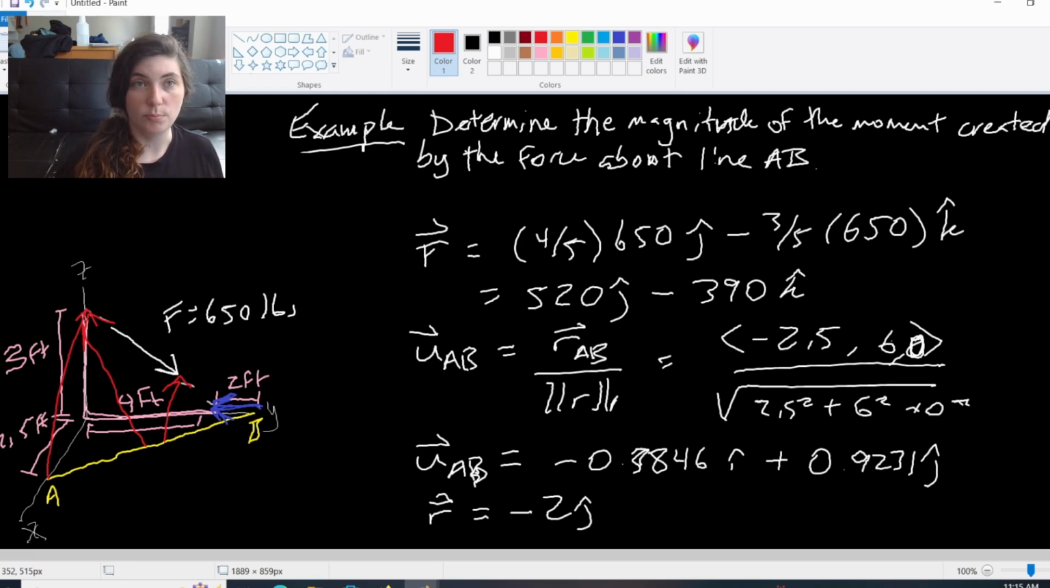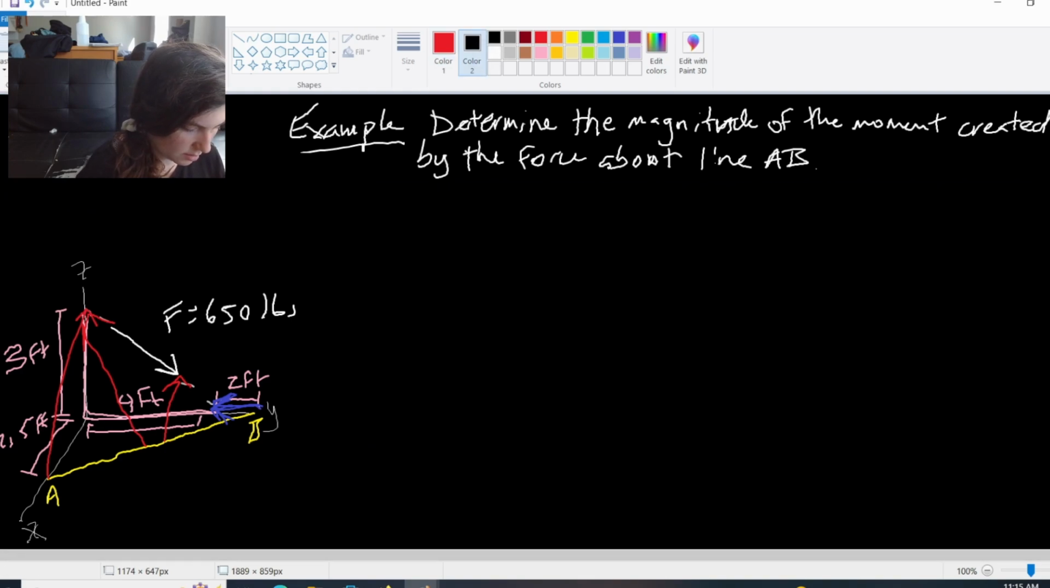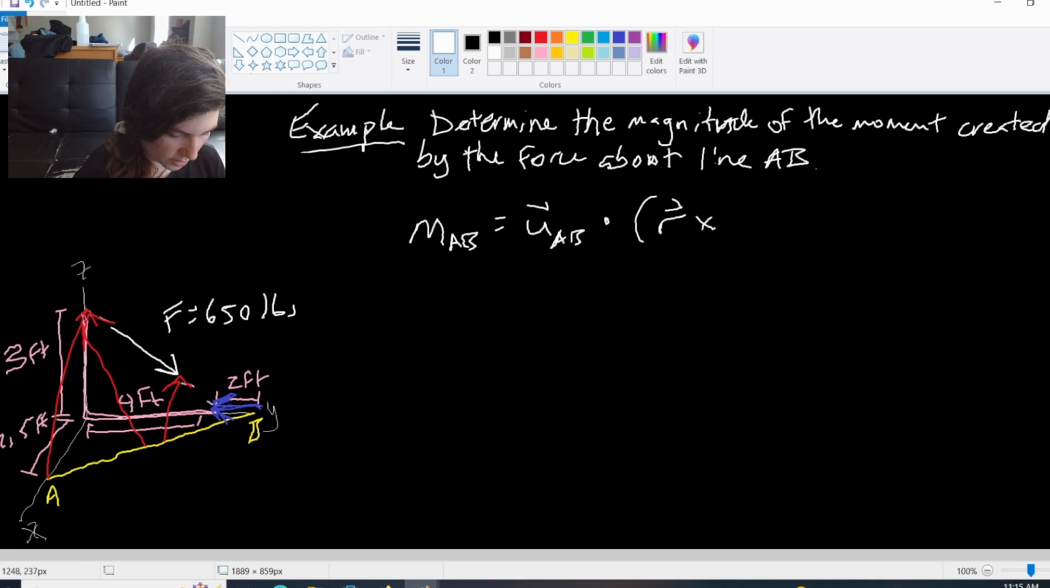All right, so I have all of my components now, so I'm just going to plug them in to that shortcut equation that we found. So I had this, the moment about the AB axis was the unit vector AB dot product with R cross F, right? And it just needs a magnitude. So we don't need to go back and find an actual vector for this. It's just wanting a magnitude, which is what this equation gives us.